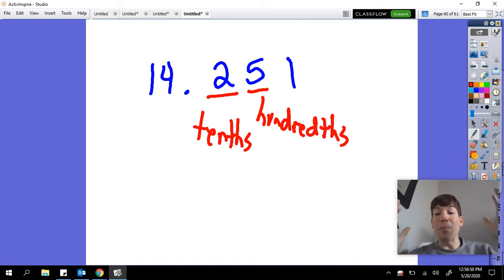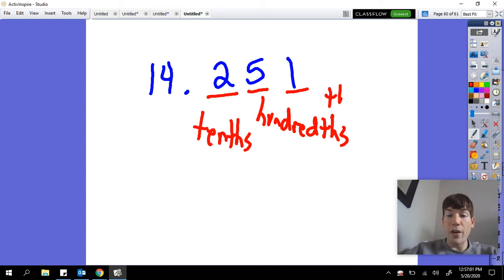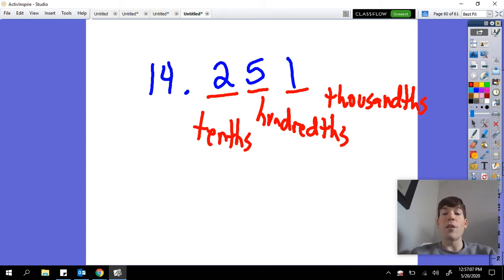Again, even smaller pieces. It's 10 times smaller than tenths. These pieces are split into 100 pieces. It takes 100 hundredths to make a whole. And then lastly, we've talked about our thousandths place. Again, the smallest pieces of these three, split into 1,000 pieces. It takes 1,000 thousandths to make a whole.